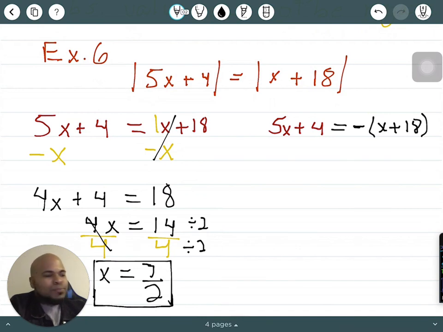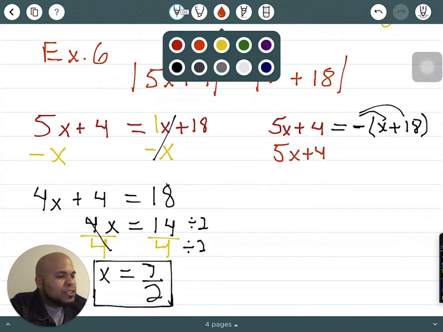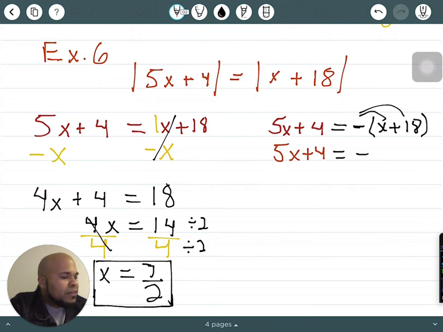Let's do the last problem. The last problem, you will have to distribute a negative sign. So make sure that you distribute it. This is going to be 5x plus 4. This does not change. And this equals negative x minus 18. Okay. And then you move all the variables to the left.